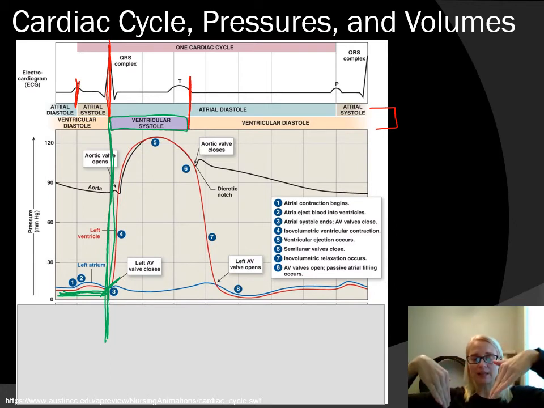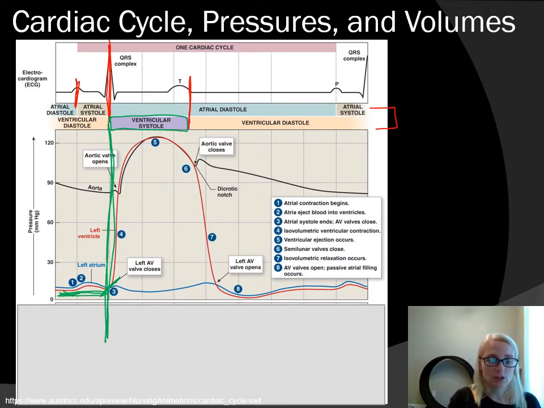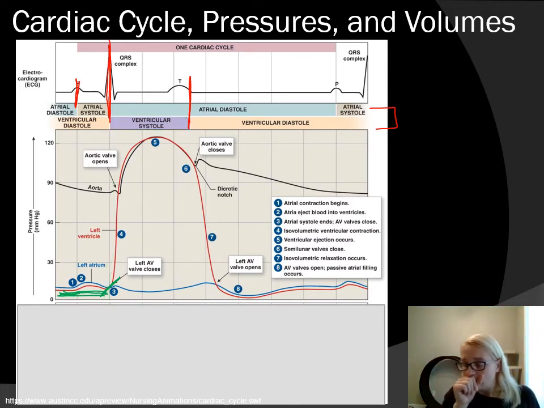Ventricles start to contract, AV valve closes, and pressure is building in the ventricle. So it makes sense that the pressure in the left ventricle is going to build rapidly, and it's building rapidly. It's going straight up on this chart. But take a look, AV valve closes here, aortic valve opens here.